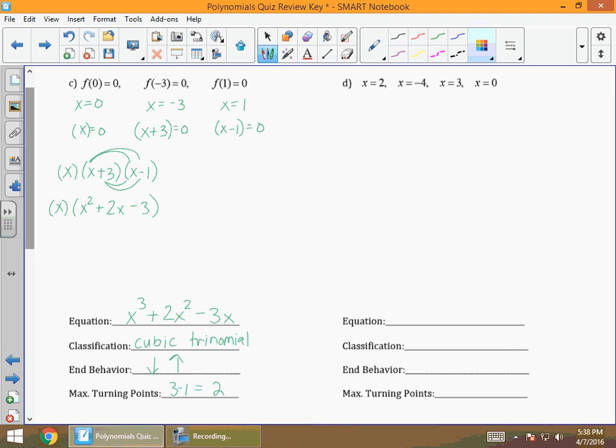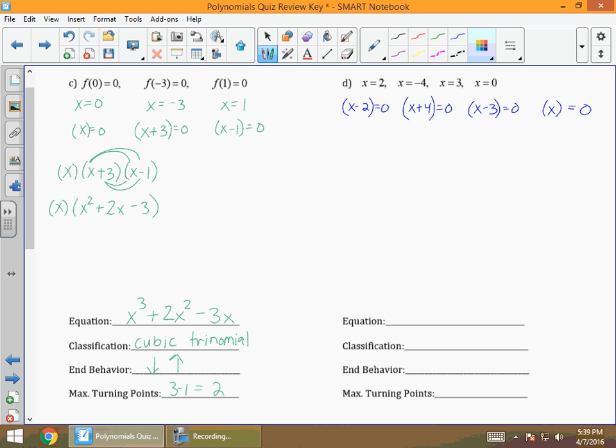And for D, I have x equals 2, x equals -4, x equals 3, and x equals 0. I need to find all of the factors, so I have to get these set equal to 0. So my first one, subtract 2, x minus 2 equals 0. The second one, add 4, as x plus 4. The third one, subtract 3. And the last one, x equals 0, that one's easy. It's already set equal to 0, so that one is done.